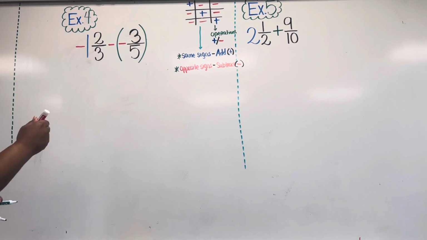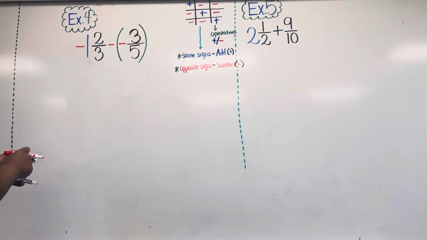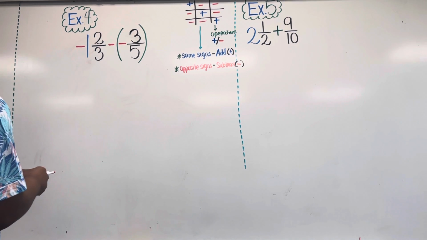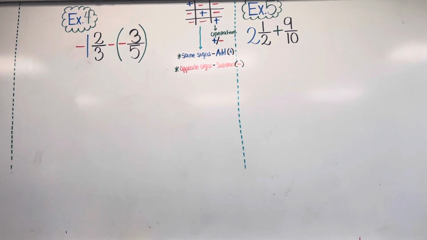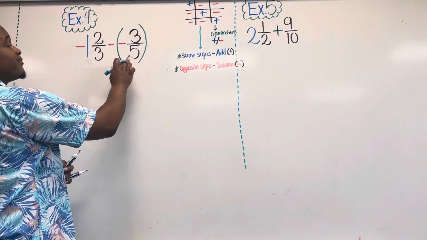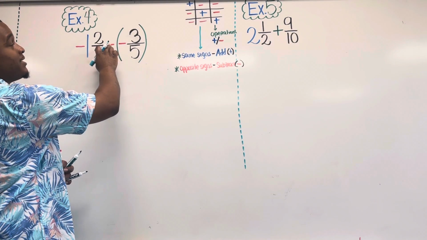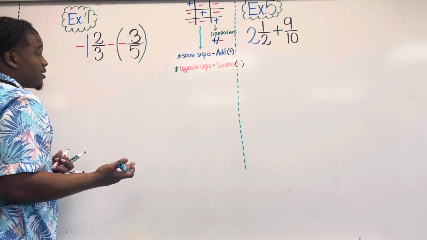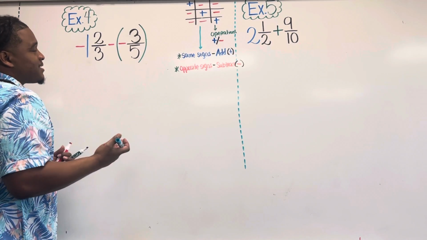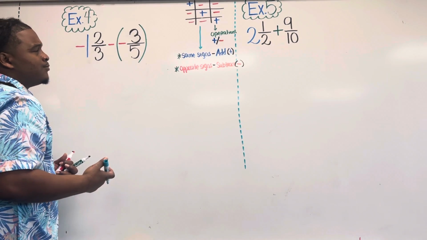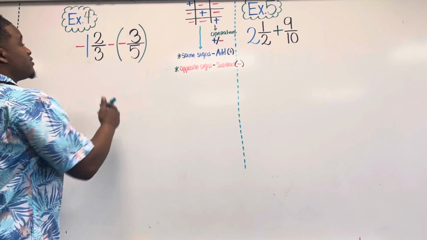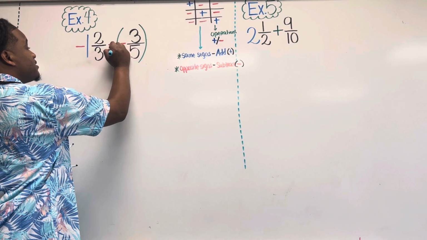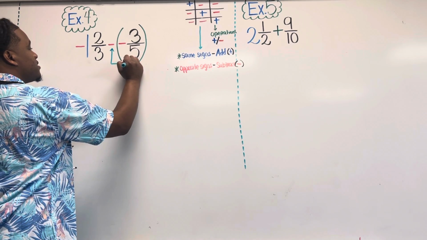So far, guys, I have a negative 1 2/3 minus a parentheses, negative 3/5, okay? The reason why this number is in parentheses is because it's telling us that we need to subtract a negative. Remember, growing up, we were only used to subtracting positives. So what do they really mean when they want us to subtract a negative? So once again, we have to manipulate this to find out the true operation.